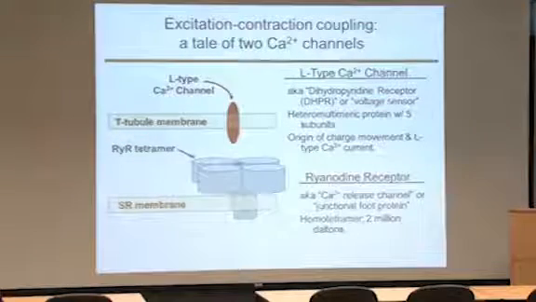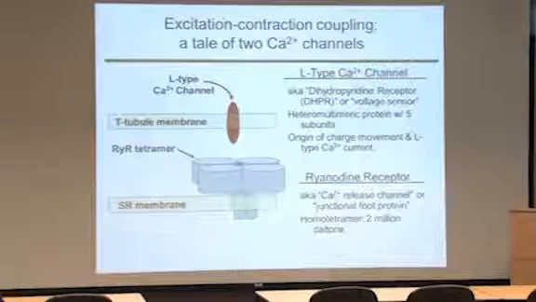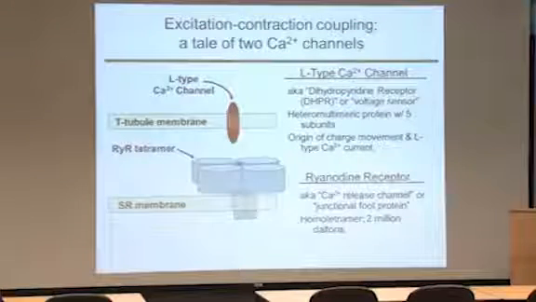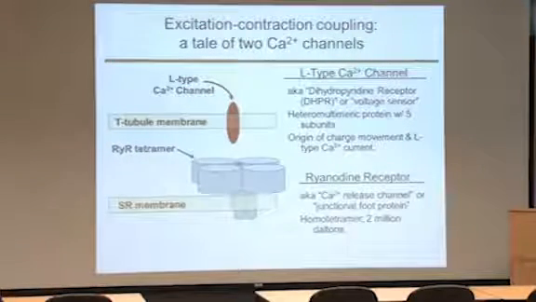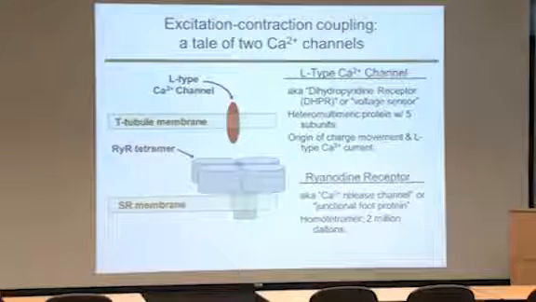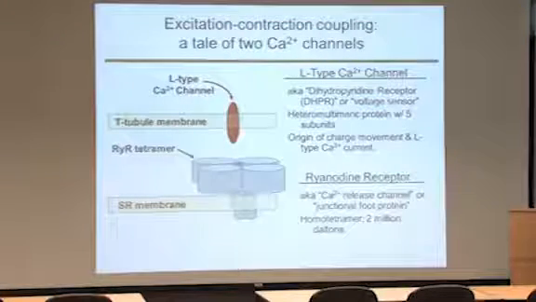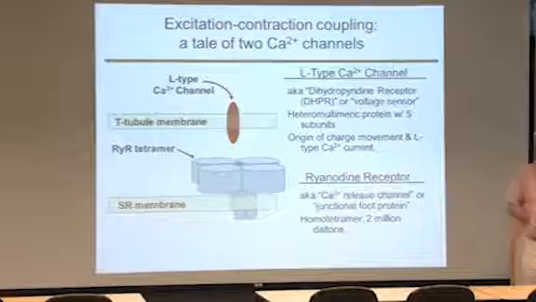The ryanodine receptor is also known as a junctional foot protein because in those EM images back in the 60s and 70s, people for some reason thought they looked kind of like feet. Sometimes also known as the calcium release channel. It's a huge channel. It's the largest ion channel known. It's a tetramer, homotetramer. The molecular weight of the whole thing is around 2 million Daltons.